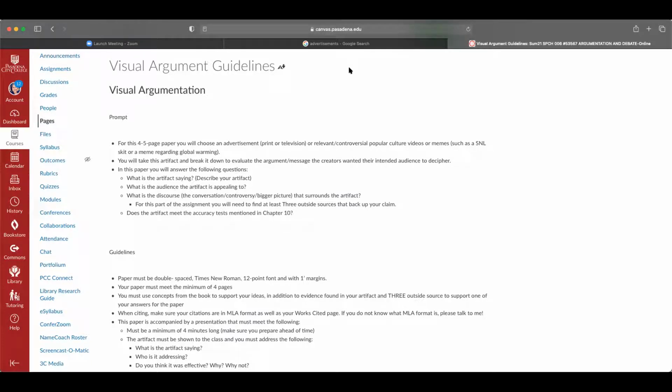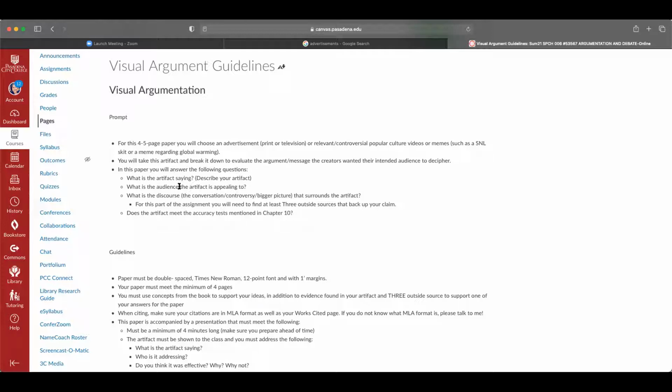And you can choose an advertisement, whether it be print, whether it be television, it could be a meme, it could be an SNL skit, it could be an image, it could be something that you see on Instagram. Basically anything that is a visual, that is relevant or controversial works great for this assignment. And what you're going to be doing is evaluating what the purpose of the visual is, who is the audience, what they were intending the audience to get or to do when they looked at this advertisement. So you're going to be examining all of that.